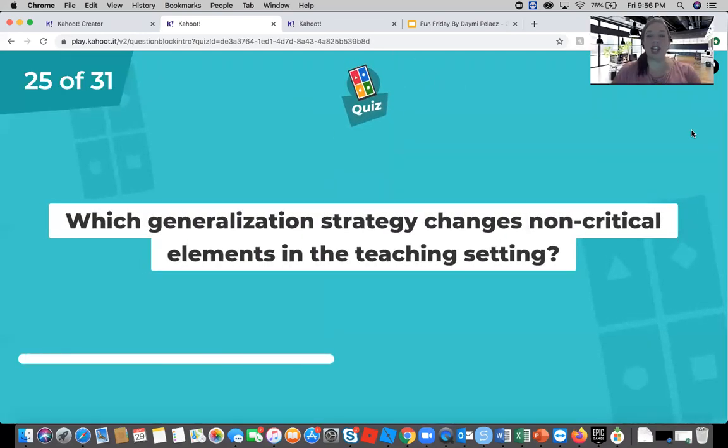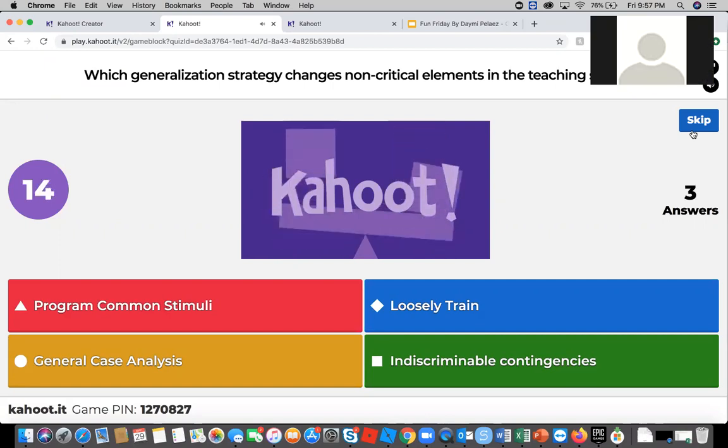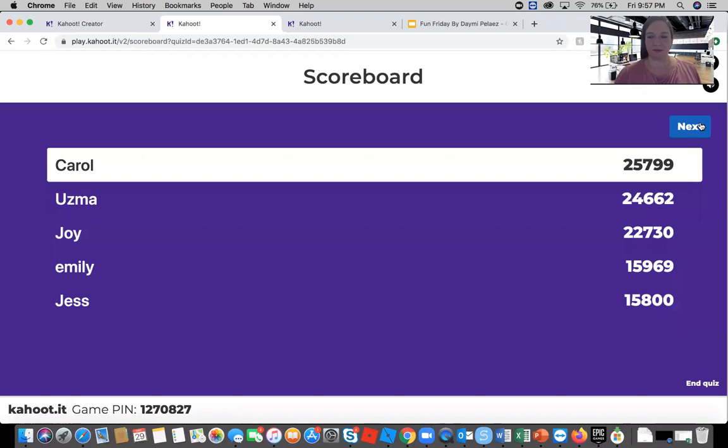Which generalization strategy changes non-critical elements in the teaching setting? Jenny, you like this question? Love it. My favorite. Come on, guys. You can do this one. I'm holding a pom-pom in my hand. Cheerio. Good job. Five of you got it. Smoothly trained.